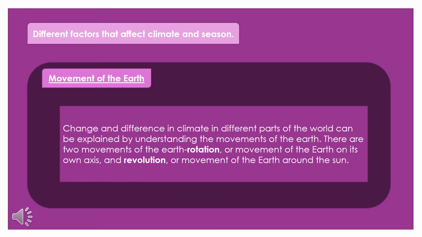There are different factors that affect climate and season. First is the movement of the Earth. Change and difference in climate in different parts of the world can be explained by understanding the movements of the Earth. There are two movements of the Earth: rotation, or movement of the Earth on its own axis, and revolution, or movement of the Earth around the Sun.